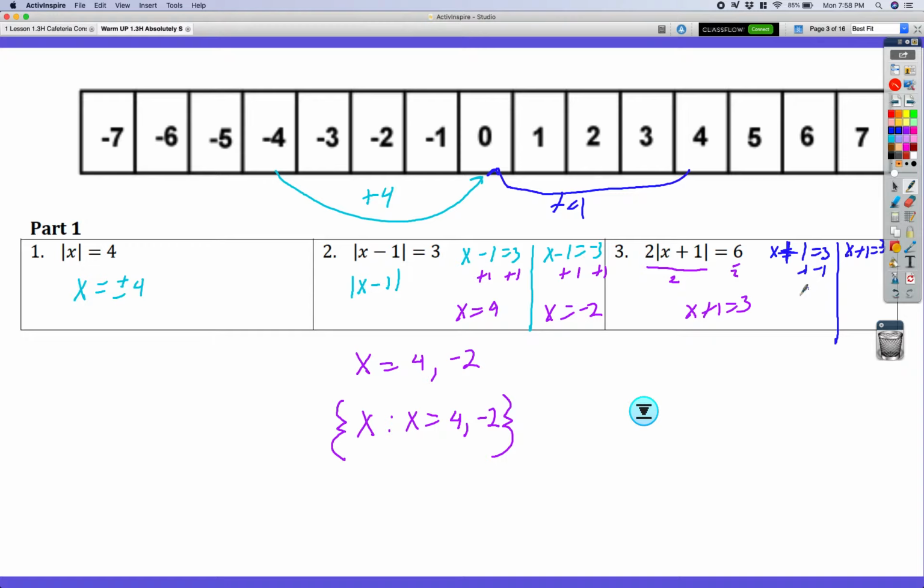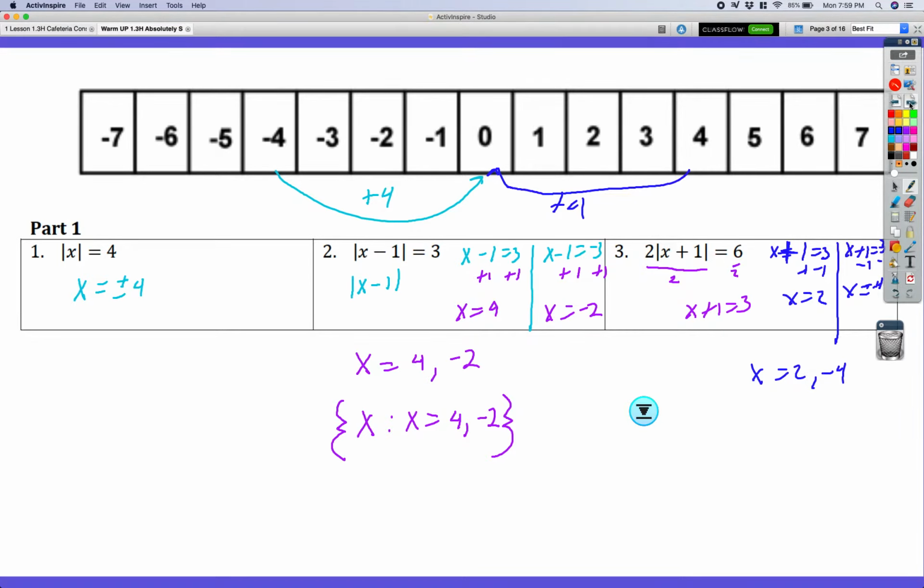So when I subtract 1, I'm going to get x equals 2. So far I got x equals 2. Same idea here, I'm going to subtract 1 to get x equals, and that's a negative 3 right there, and negative 3 minus 1 is negative 4. So my second one is negative 4.